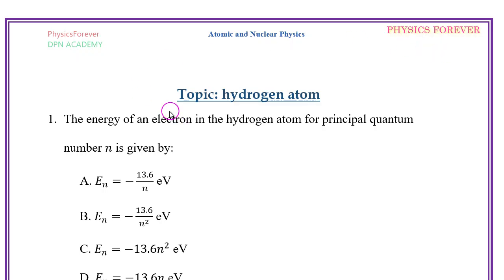Okay. So first question: the energy of an electron in hydrogen atom for the principal quantum number n. This is the basic question. The correct option will be B. That should be En is equal to minus 13.6 by n square electron volt. This is the standard formula for energy of hydrogen atom.